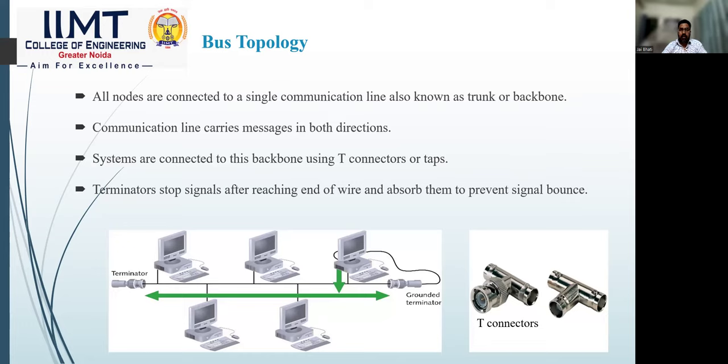Here, all the nodes are connected to a single communication line that is known as the backbone of the computer network, or also a trunk. This communication line carries the data transmission in both directions. The systems are connected to this backbone with the help of T connectors or taps. At the terminating ends, terminators are used to stop signals after reaching the end of the wire and absorb them to prevent the signal from bouncing back.